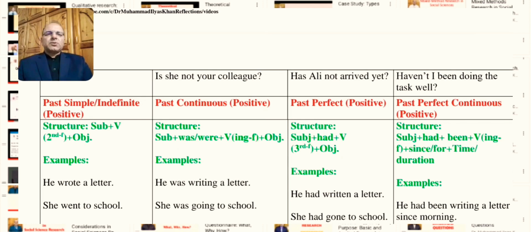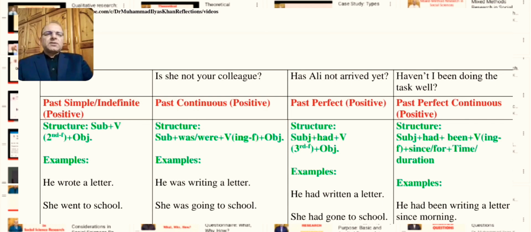Then past continuous, you can see subject plus was, were plus verb ing form plus object. So he was writing a letter, and there are other examples below this. The past perfect, subject plus had. So in the present perfect, you saw that has and have were used. Here you will make use of had and then verb third form plus object. The past perfect continuous, positive: subject plus had plus been plus verb ing form plus since, for plus time duration.